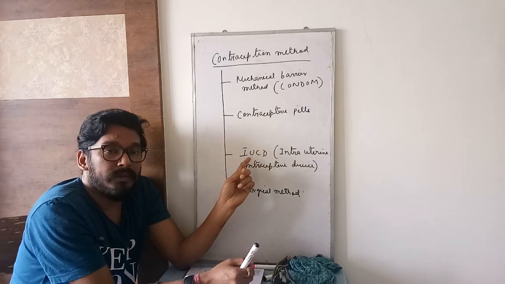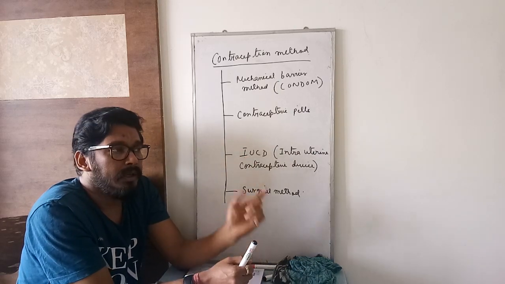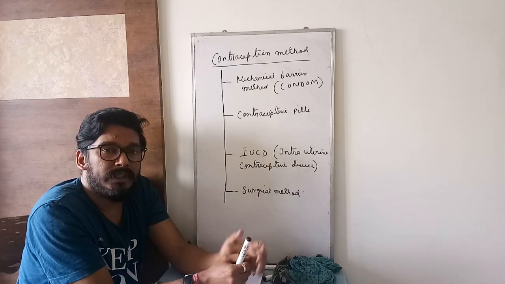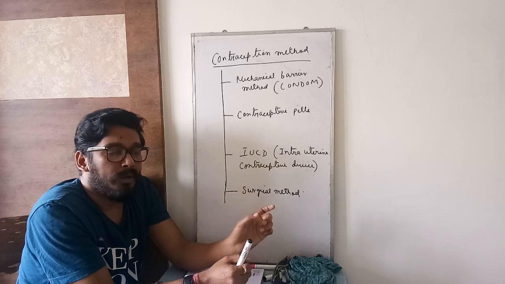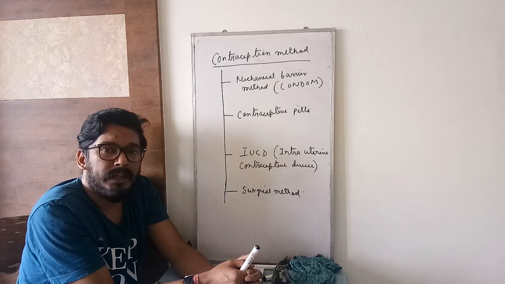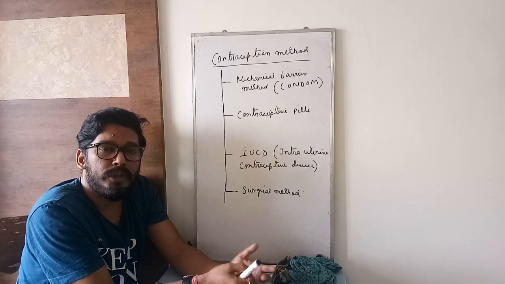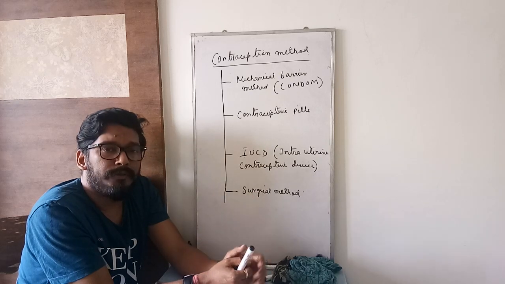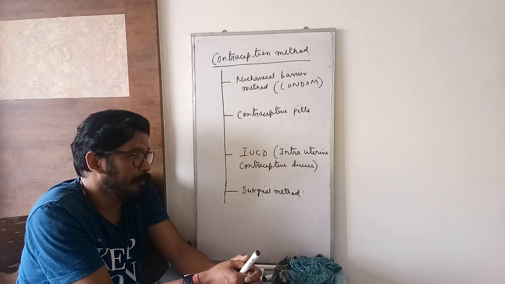So this is also used by the female. When a couple wants a gap between two children, they can go for this method. The copper-T is introduced in the cervix of the vagina. At that time the sperm will not find its way to the egg. And when the sperm does not find its way to the egg, automatically fertilization will not take place. That means fusion of the male and female gamete will not take place. But it will work only for 2 to 3 years. After that you have to remove it.